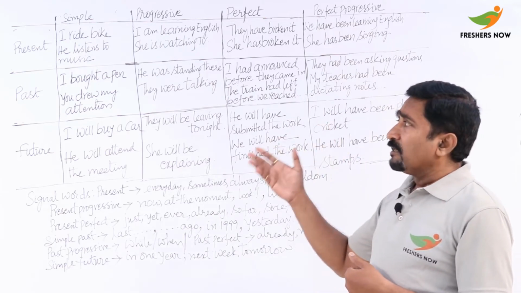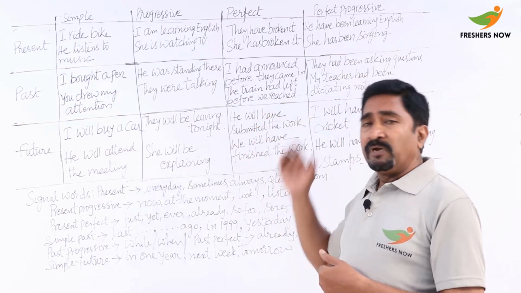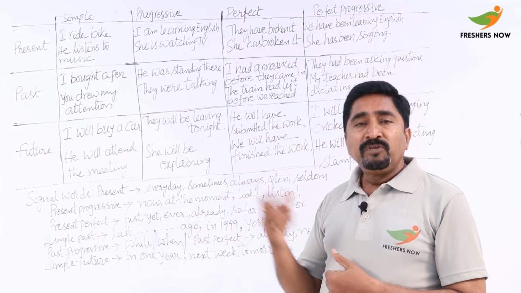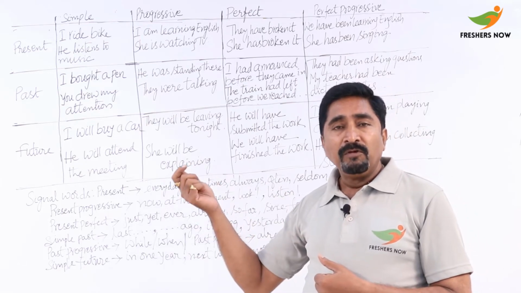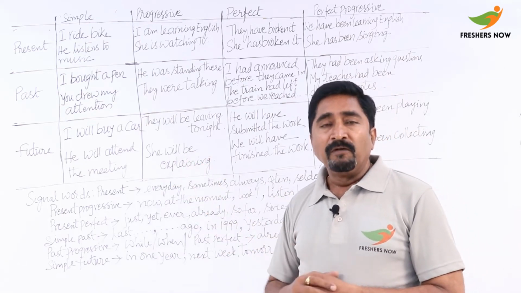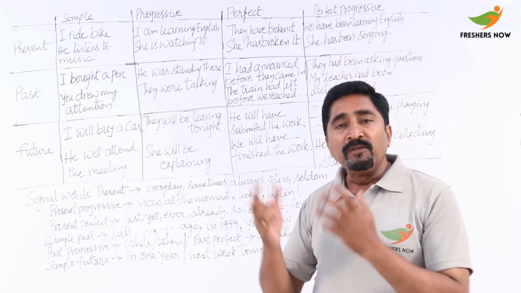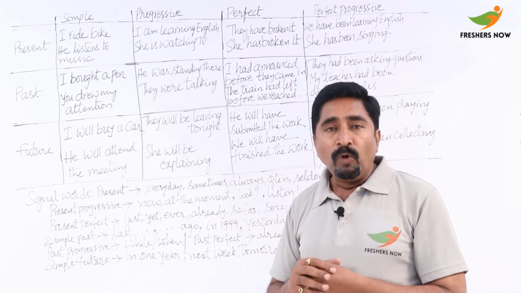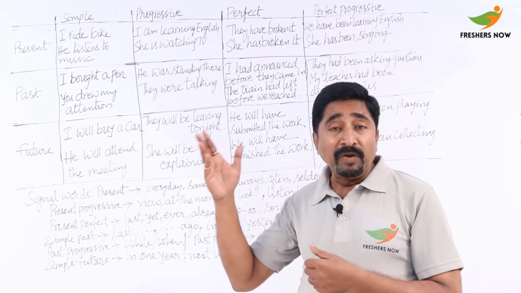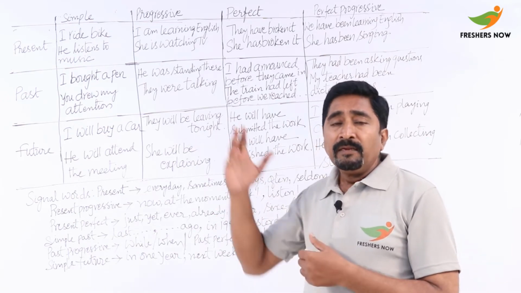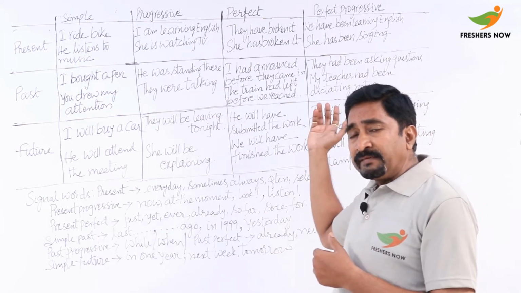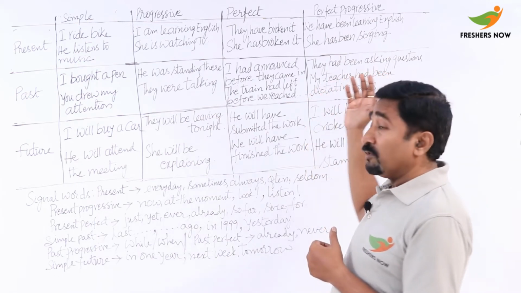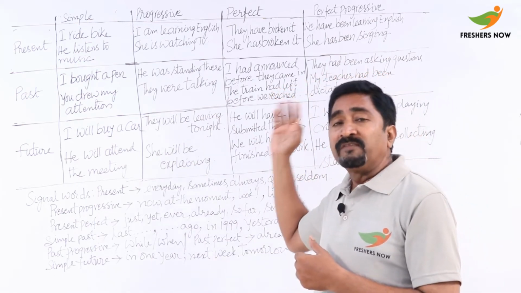Now let's see the past perfect progressive. We just completed how to use the past continuous tense when there are two simultaneous activities. You can use either while or when in the case of past continuous. Now here it is, past perfect continuous, that is, past perfect progressive tense.